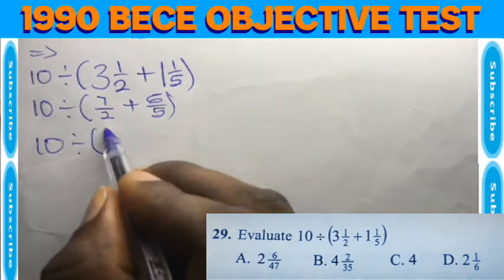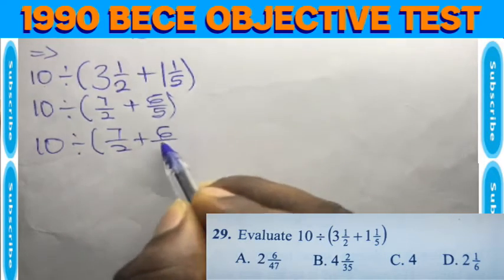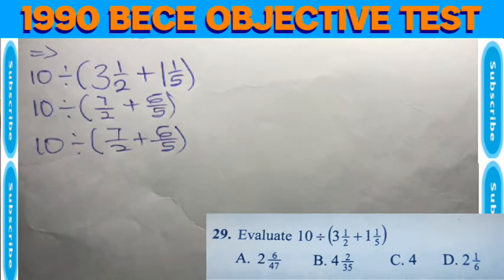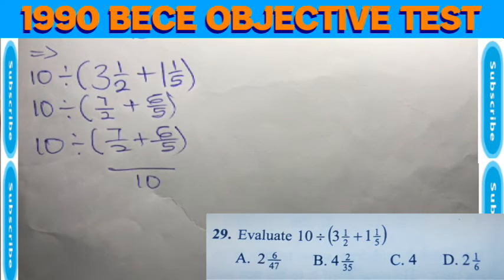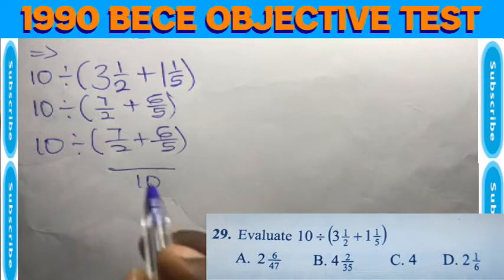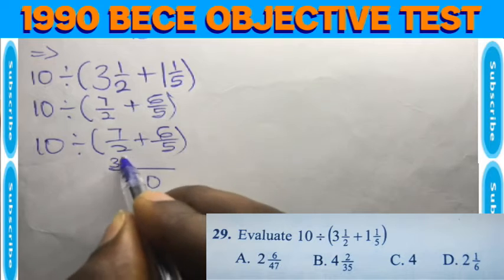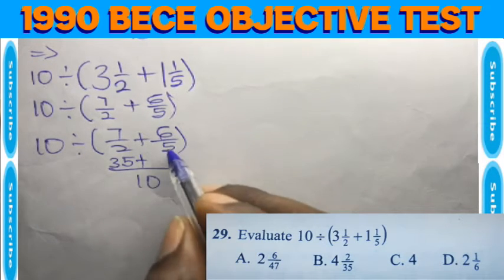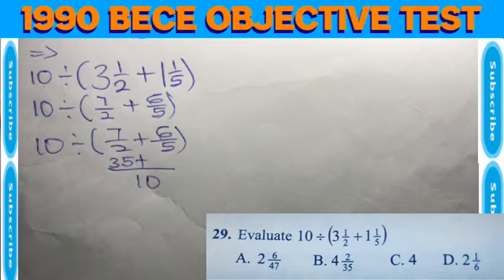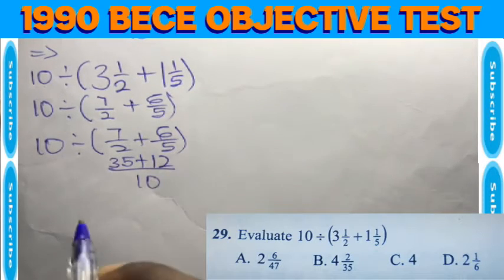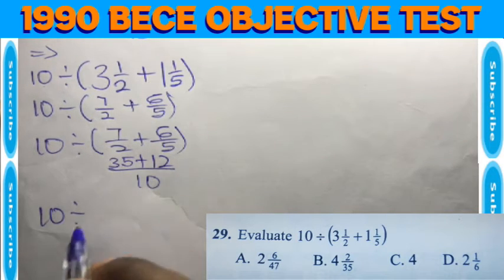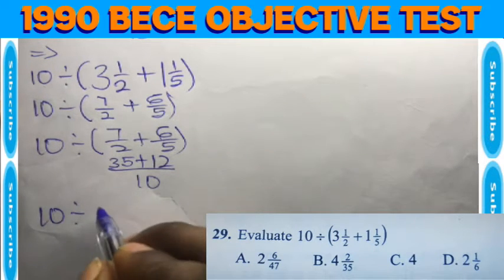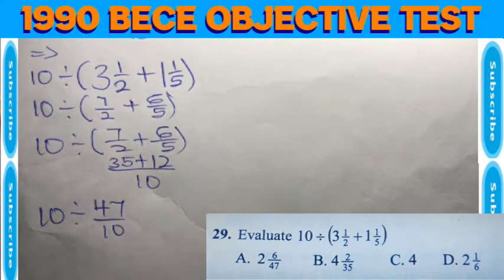Now let's find the LCM for both fractions. So the LCM for 2 and 5 will be 10. 10 is the LCM for 2 and 5. The denominator is over here. So 2 divides 10, we have it to be 5. 5 multiplies 7, we have it to be 35. Plus 5 divides 10, we have it to be 2. 2 multiplies 6, we have it to be 12. So rewriting, we have 10 divided by 35 plus 12, we have it to be 47 out of 10.